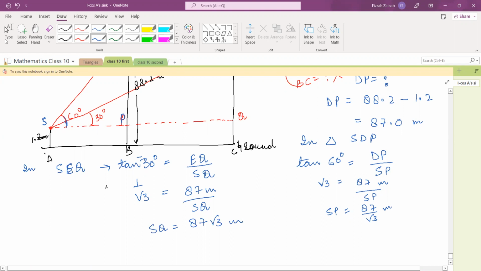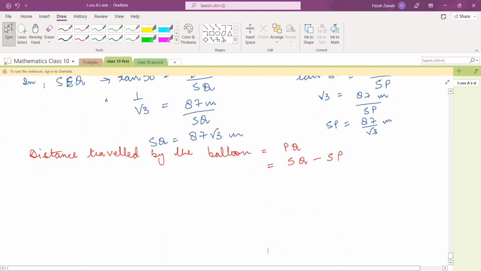So what I want to find is the distance traveled by the balloon. First of all, the distance is basically PQ, correct? So this PQ can be written as SQ minus SP. Now put the values. Both we have found, put the values here. SQ is 87 under root 3 minus SP, which is 87 divided by under root 3.